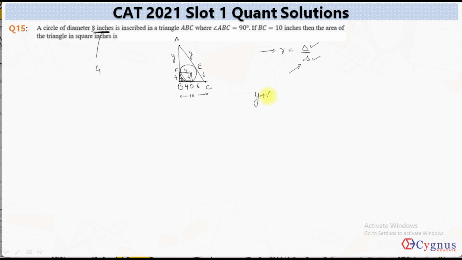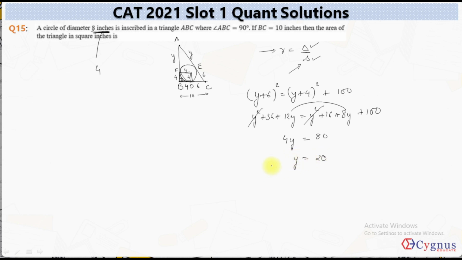How do we write it? y plus 6 whole square must be equal to y plus 4 whole square plus BC is 10. So 10 square becomes 100. y square plus 36 plus 12y is equal to y square plus 16 plus 8y plus 100. y square will be cancelled out. 8y comes on this side. 12y minus 8y is 4y. This is 116 minus 36, which will give you 80. So what's the value of y? It's 20. If y is equal to 20, that means this side becomes 24 and this side becomes 30.